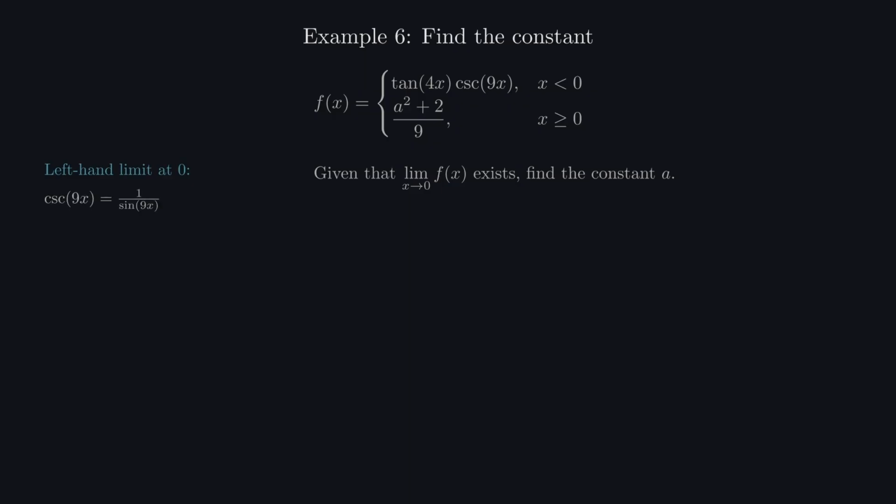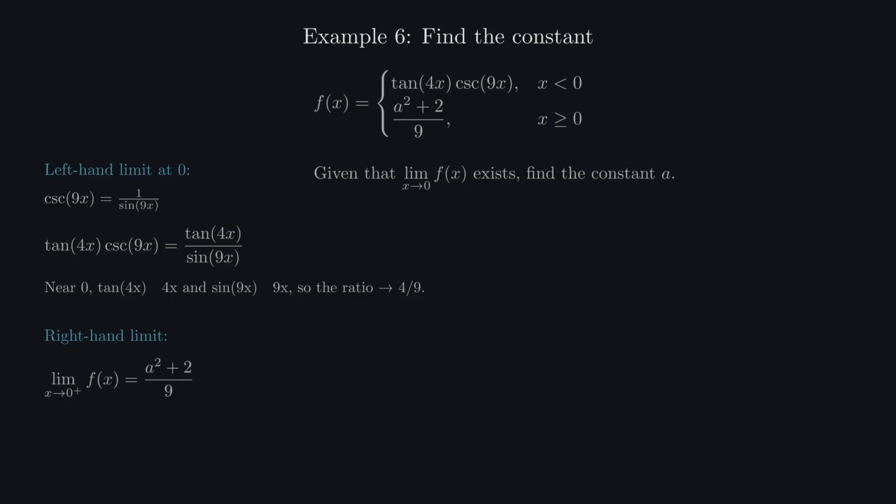Left-hand limit: cosecant of 9x is the reciprocal of sine of 9x. So our expression becomes tangent of 4x over sine of 9x. Near x equals 0, tangent of 4x behaves like 4x, and sine of 9x behaves like 9x. So the ratio approaches 4x over 9x, which is 4 over 9. Since the limit exists, the right-hand limit must also equal 4 over 9.